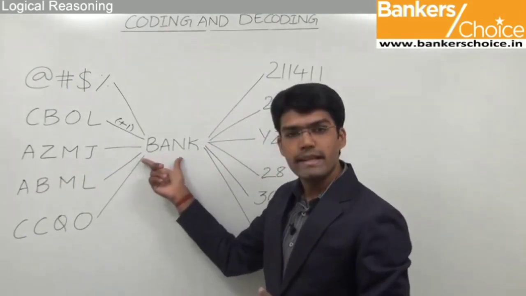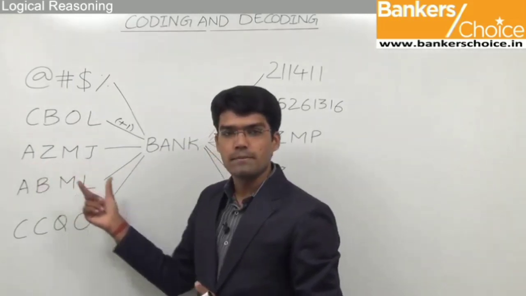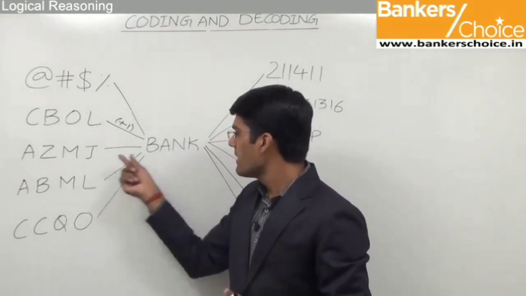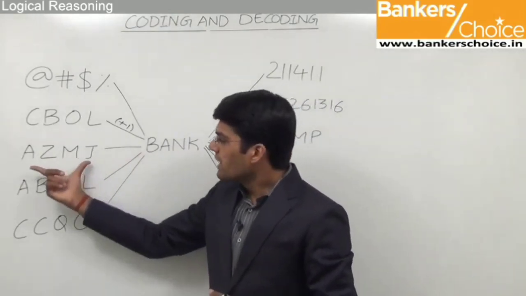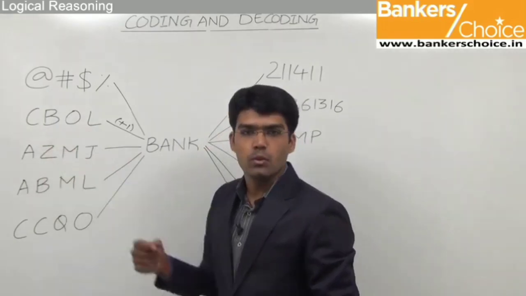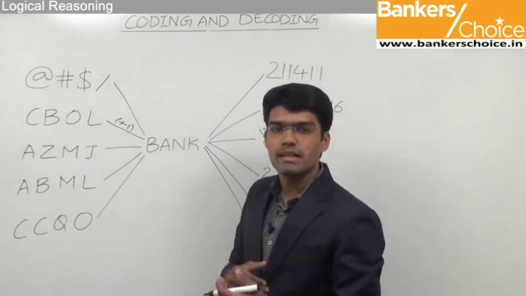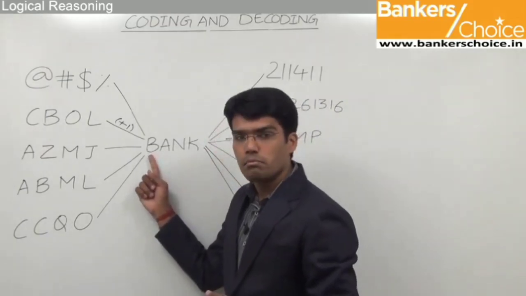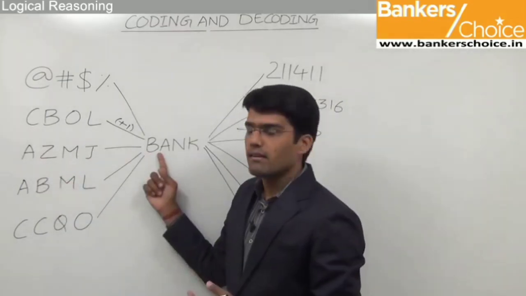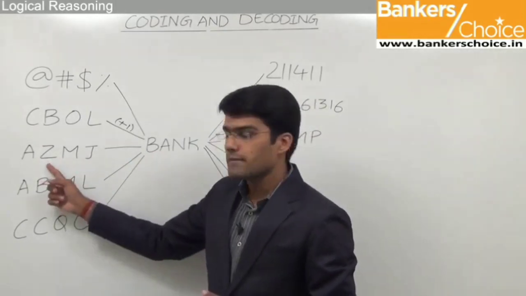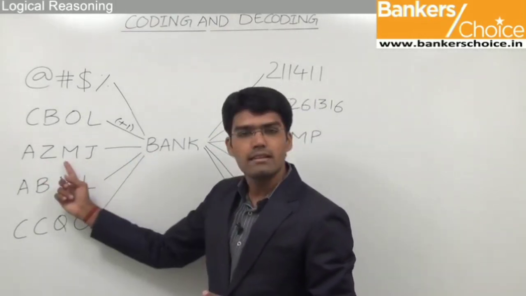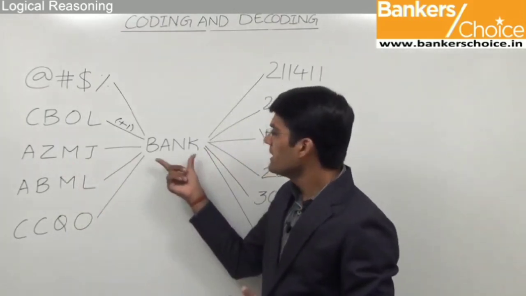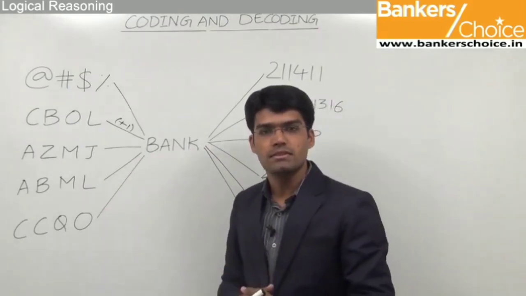Here the word bank has been taken as AZMJ. That means the letter B becomes A, A becomes Z, N becomes M, and K becomes J. Now the third coded form here is similar to the second one, but the only difference here is shifting has been done in the backward direction. For example, as per the alphabetical order, the letter which comes before B is A. If you go in the cyclic manner, the letter which comes before A is Z. The letter which comes before N is M, and the letter which comes before K is J.